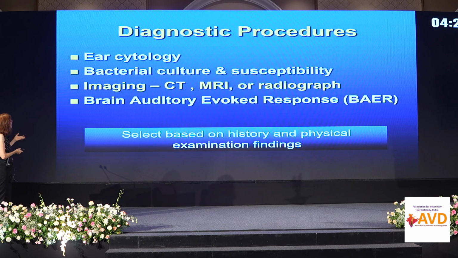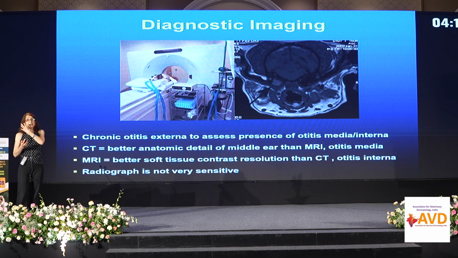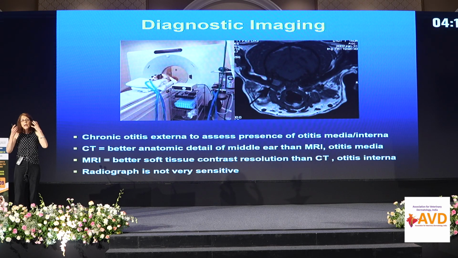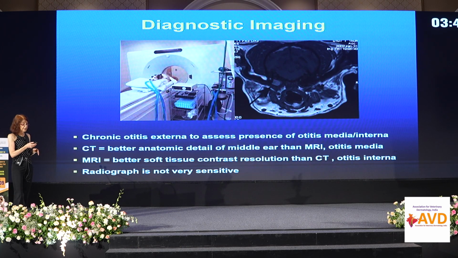Okay, imaging: CT, MRI, or radiograph. Again, as I mentioned, to assess the middle ear, imaging is the only way. If you want to assess the middle ear, CT suffices because it has good contrast. It's a bony cavity, and CT resolution for bone is very good. If you're suspicious of otitis interna, so there are neurologic signs present, MRI is best, okay? Radiograph is not very sensitive.